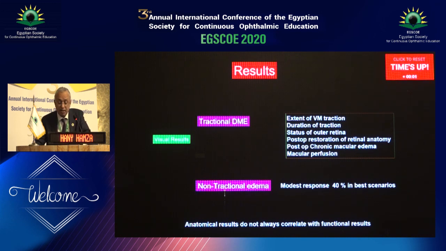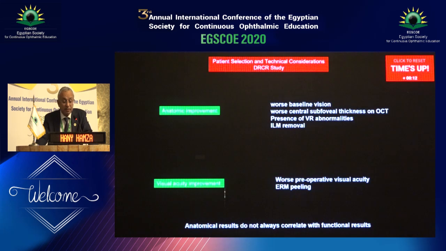While in non-tractional diabetic macular edema, we usually have a modest response of 40% in the best case scenarios. Anatomical results do not always correlate with functional results, and this has been studied by the DRCR study in 240 cases, and they showed that anatomic improvement correlates with worse baseline vision, worse central subfoveal thickness on OCT, presence of vitreoretinal abnormalities such as vitreomacular traction, and ILM removal.